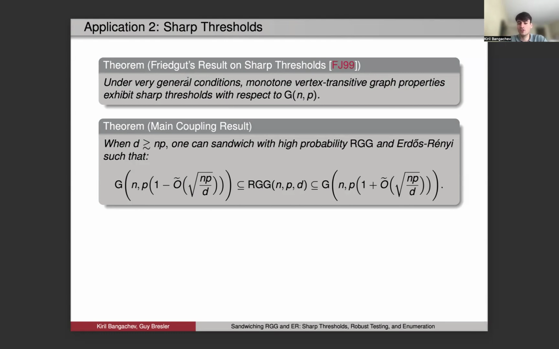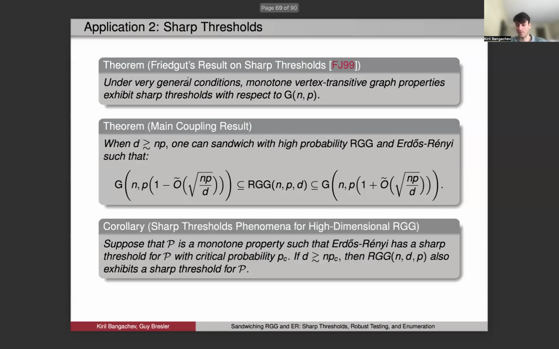What is the idea? Well, we show that the random geometric graph is itself between two Erdos-Renyi distributions with very similar probabilities. So the random geometric graph is sandwiched between two very similar Erdos-Renyi graphs. So essentially, whenever the Erdos-Renyi jumps from satisfying the property with some probability to satisfying it with some other probability, the random geometric graph will also jump. So it's actually almost only a matter of bookkeeping to show that when the dimension is more than n times the critical probability, up to some log factors, then the random geometric graph also exhibits a sharp threshold for any property that the Erdos-Renyi has a sharp threshold.